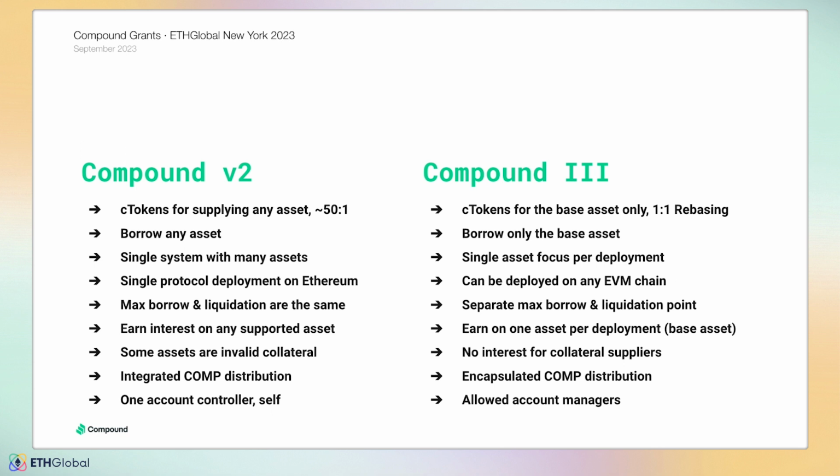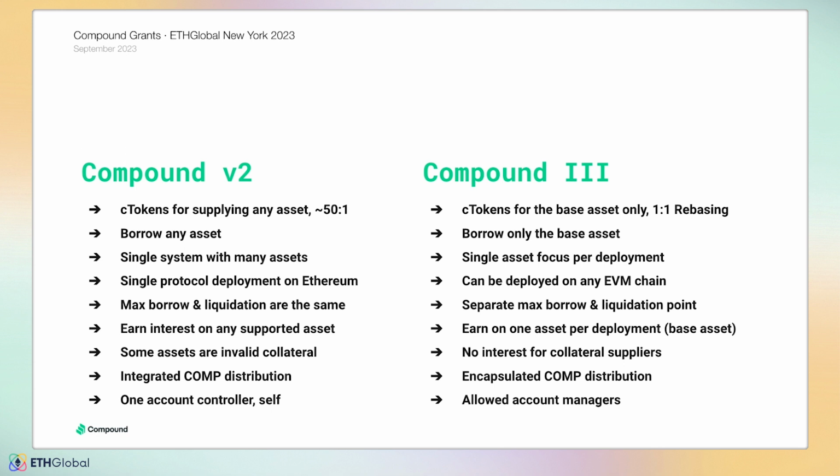In Compound V2, you can borrow any asset supported by the protocol, but in Compound V3, you can only borrow the base asset per deployment of Comet. And currently, there are only 2 base asset deployments, USDC and Wrapped Ether. Compound V2 was a single system with many assets. It's only running on Ethereum mainnet. And Compound 3 is a single asset focus per deployment, and it's running on several L2s as well as Ethereum mainnet. Compound V2 is a single protocol deployment on Ethereum, and Compound 3 can be deployed on any EVM chain.